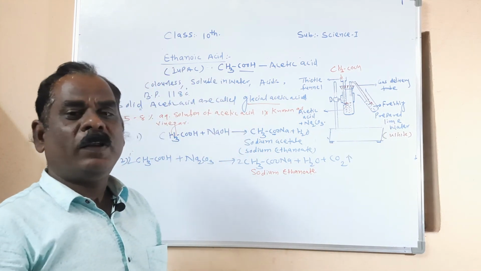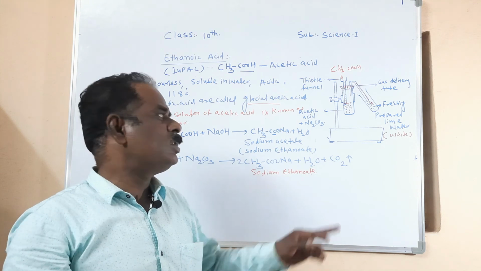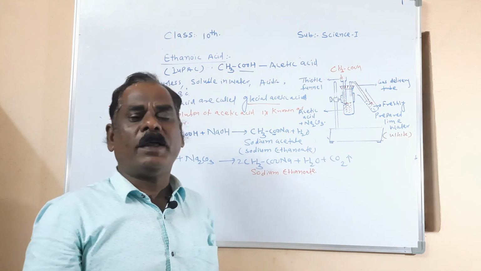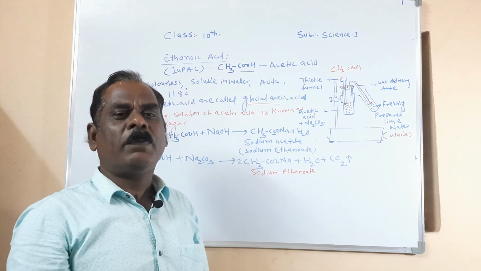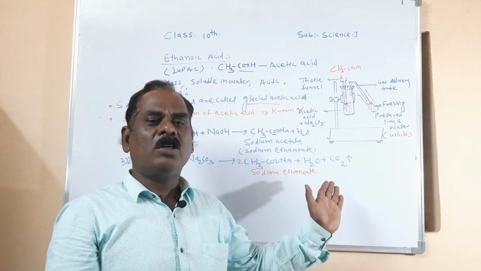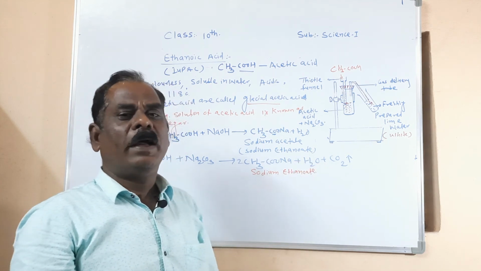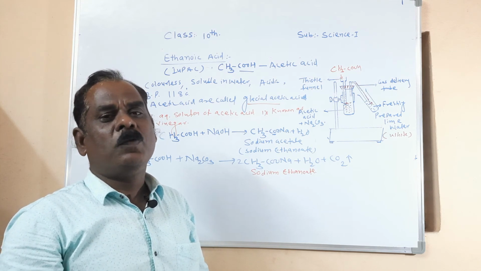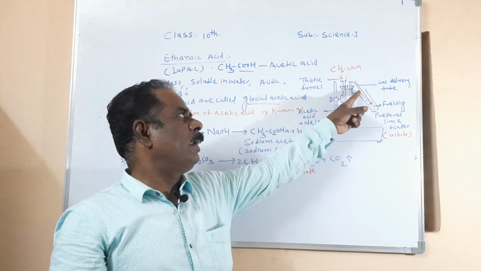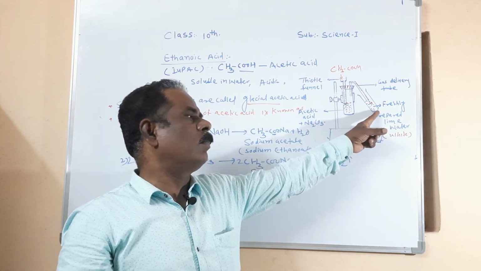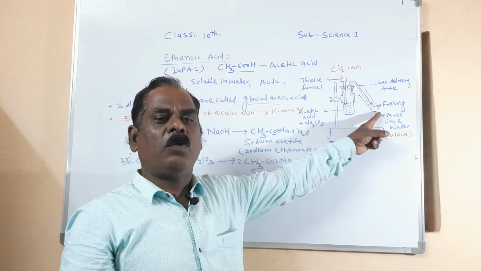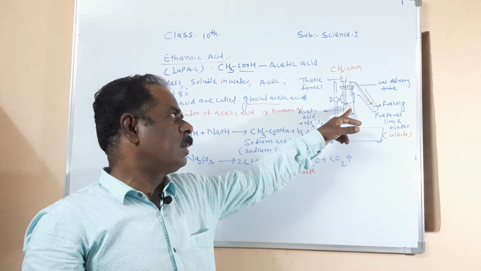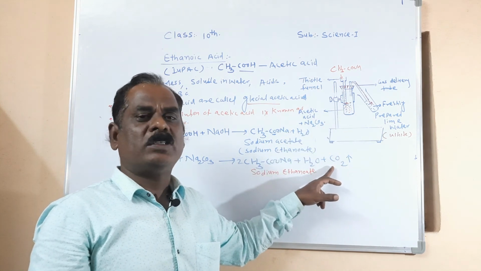A question may be asked: when CO2 gas is passed through freshly prepared lime water, it turns milky. Why? Because you know the property of carbon dioxide. Carbon dioxide reacts with lime water, or calcium hydroxide, to form insoluble white calcium carbonate. Therefore, the lime water turns milky. Therefore, from this experiment, we conclude that the liberated gas is carbon dioxide.